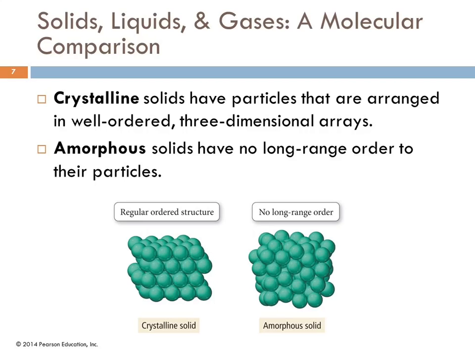We've also talked about different kinds of solids, crystalline and amorphous. The crystalline solid has a regular repeating structure. It's ordered. There's a pattern to it. The amorphous solid has no particular order to its pattern. It's very disorganized and messy.